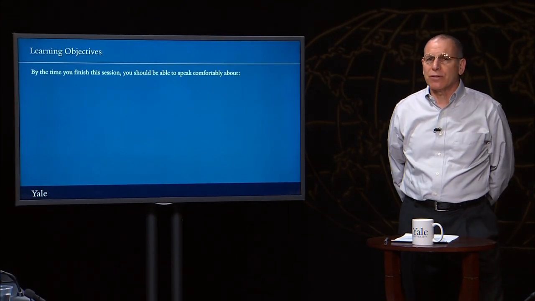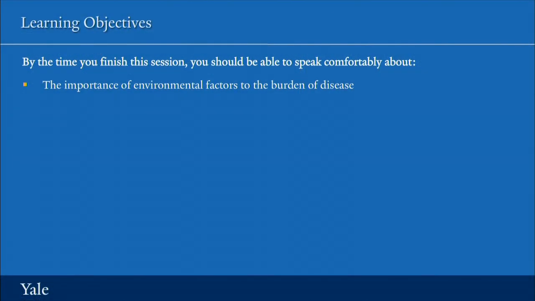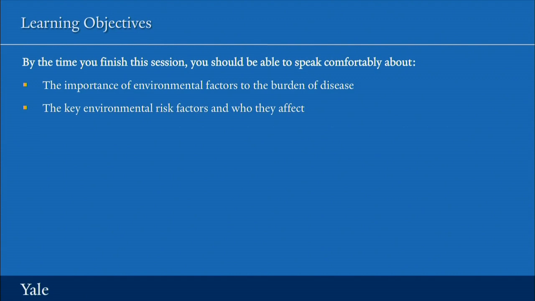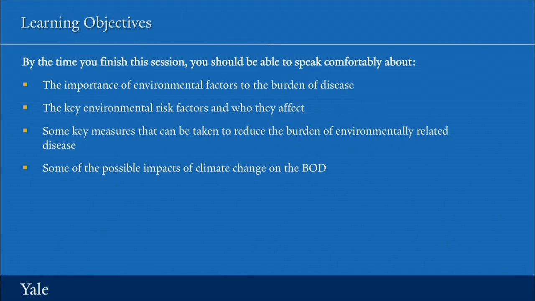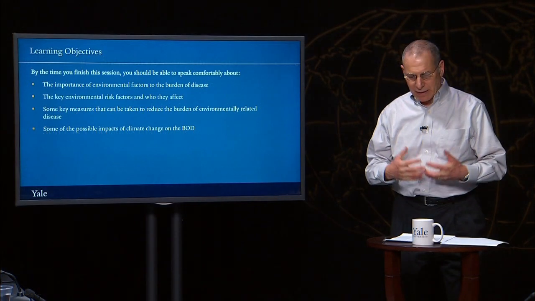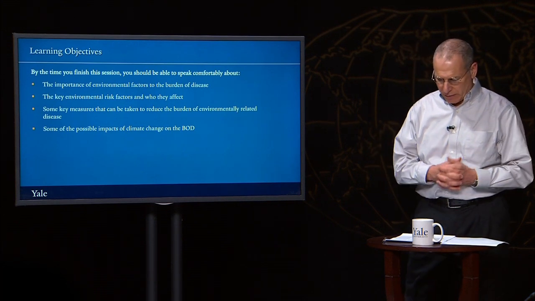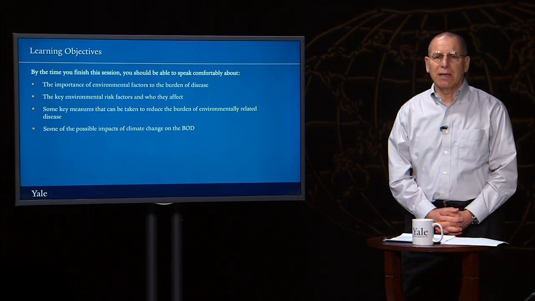By the time you finish this session, you should be able to speak comfortably about the importance of environmental factors to the burden of disease, the key environmental risk factors and who they affect, some key measures that can be taken to reduce the burden of environmentally related disease, and some of the possible impacts of climate change on that burden. Let's begin with some vignettes that can help us to appreciate and illustrate better the links between the environment and health.